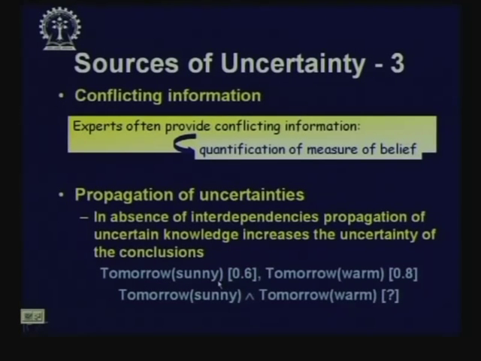Suppose I know tomorrow will be sunny with a belief of 0.6, and tomorrow will be warm with a belief of, say, 0.8. Now, when I take them together, tomorrow will be sunny and tomorrow will be warm, what will be the certainty of this conjunction? This is the conjunction of these two uncertain propositions, tomorrow sunny, tomorrow warm. When I take them together, what will be my strength of belief in this conjunction?